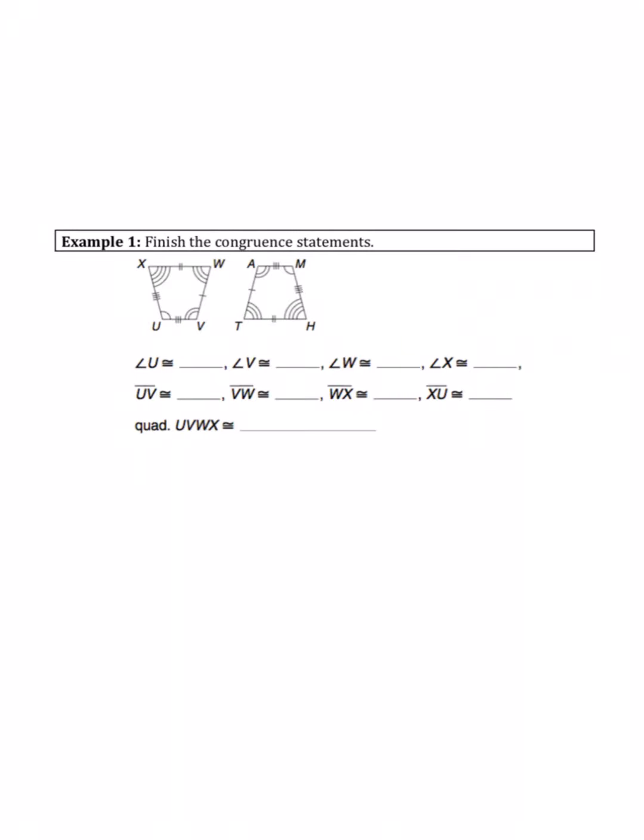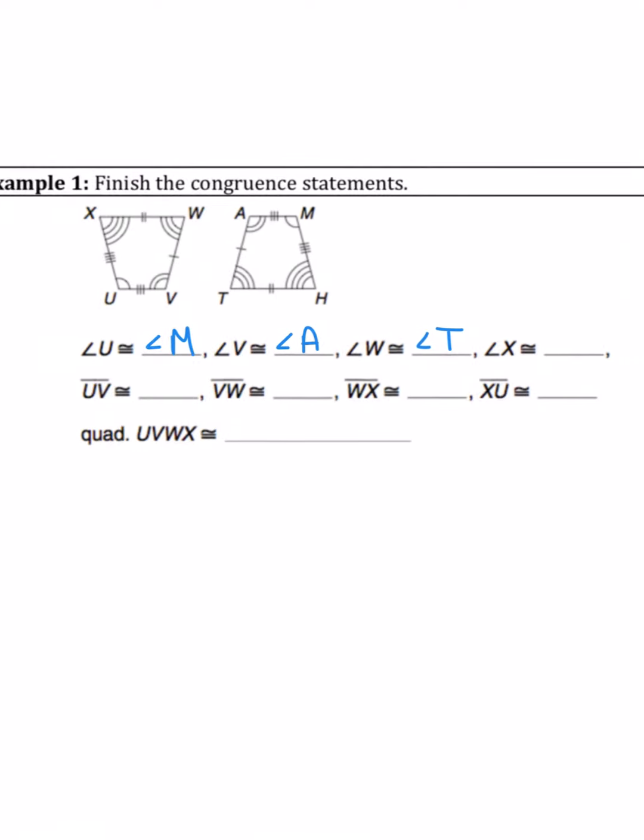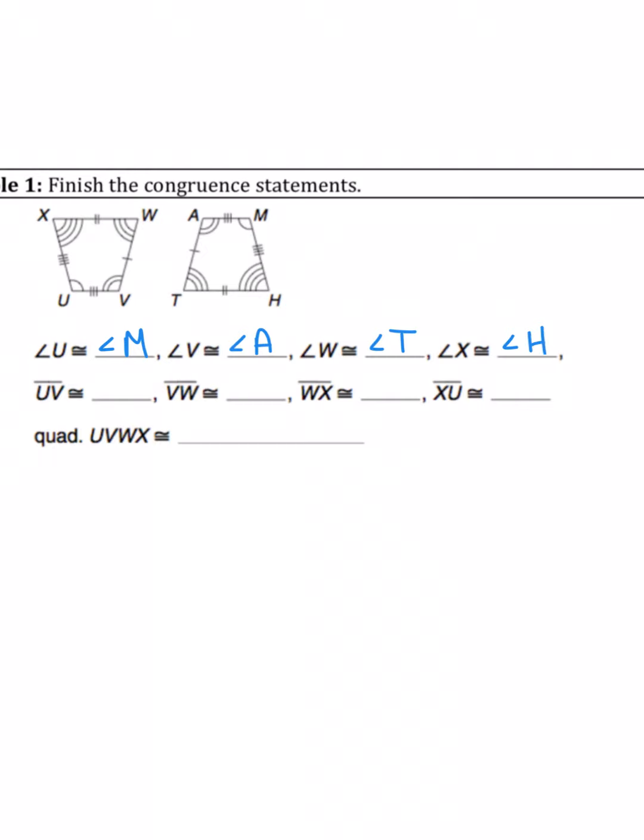So next, we have an example, and we're going to use this example to finish the congruent statements. So let's start by figuring out the angle that is corresponding and therefore congruent to angle U. So angle U matches with the other 1 marking, which would be angle M. Angle V had 2 marks at its angle, so it matches with angle A. Angle W has 3, so it matches with angle T. And angle X has 4, which matches with angle H.